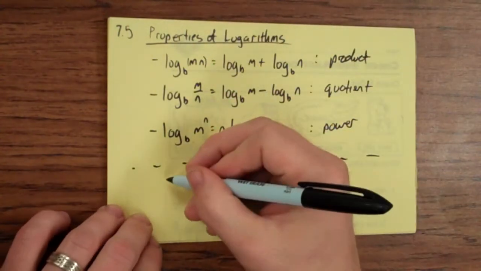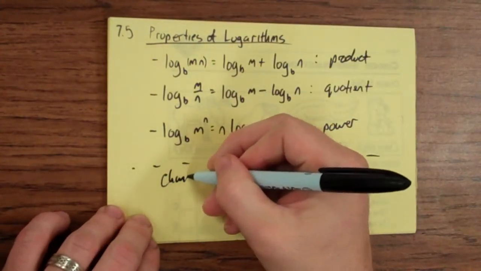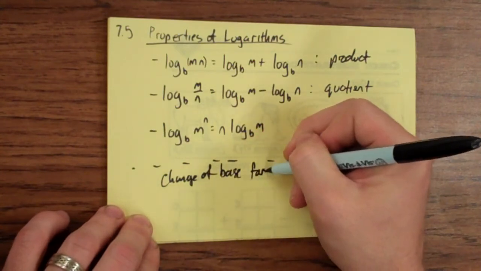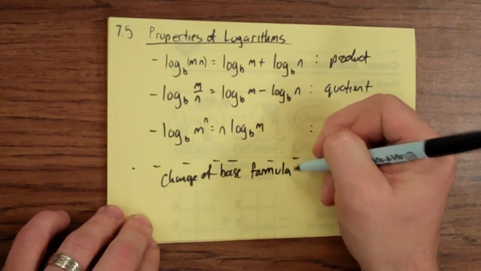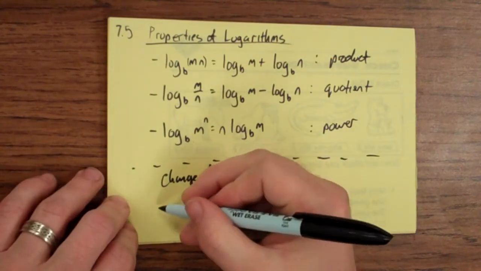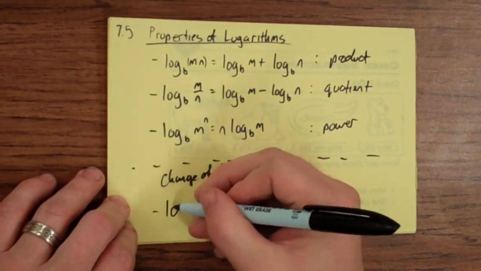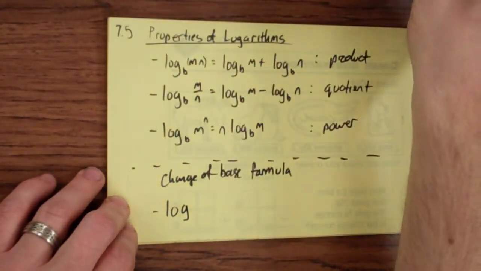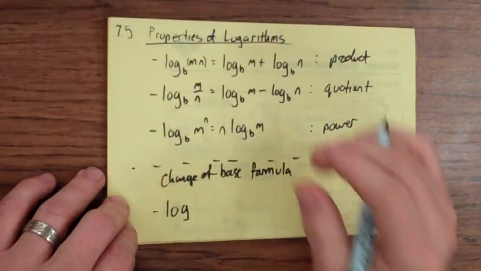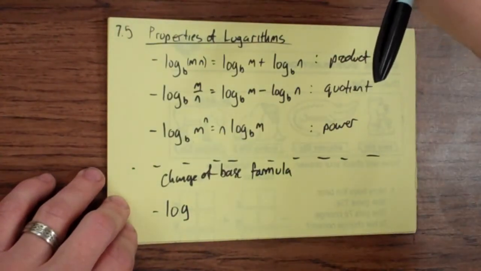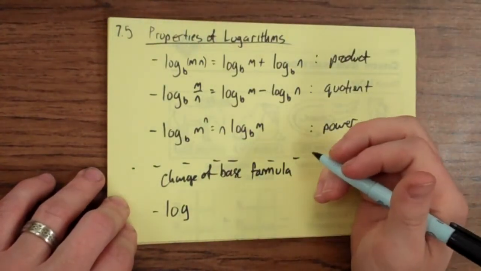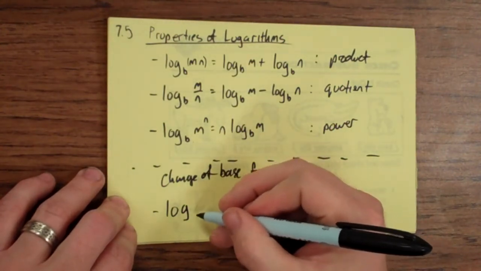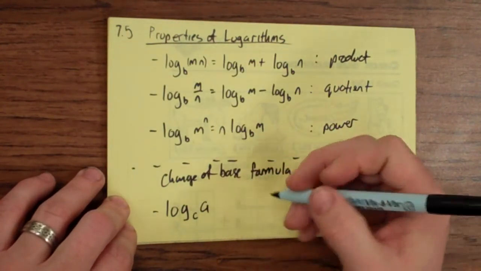This would be called the change of base formula. Change of base formula. If I'm looking at log, I'm going to use the same letters as they use in the book, just for continuity. And it was already there, apparently. Okay, so log base c of a.